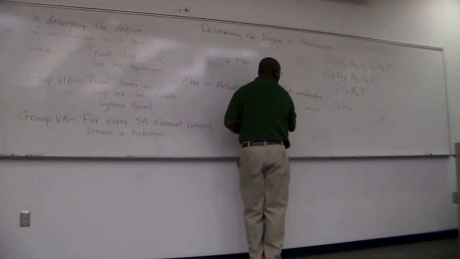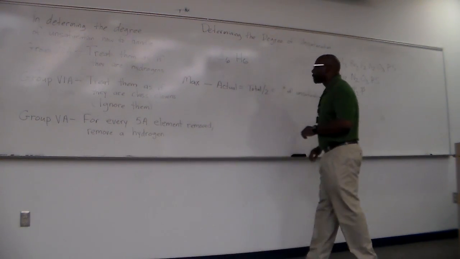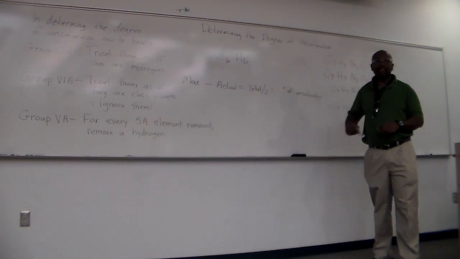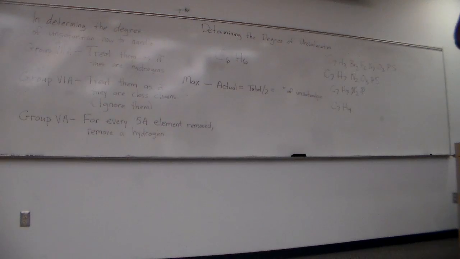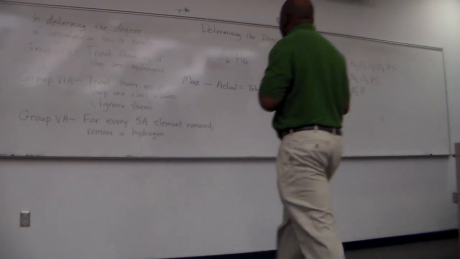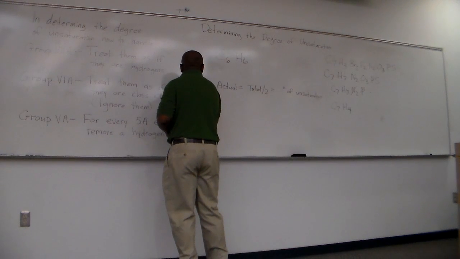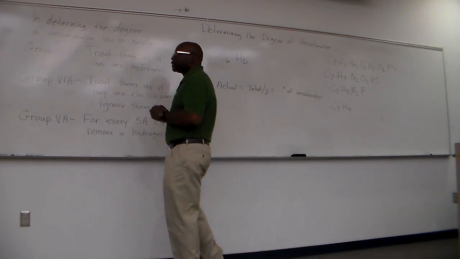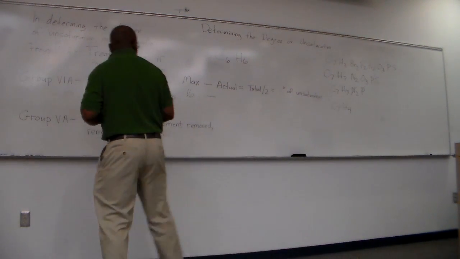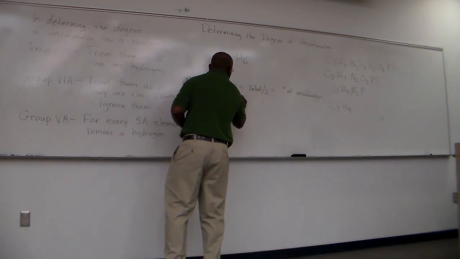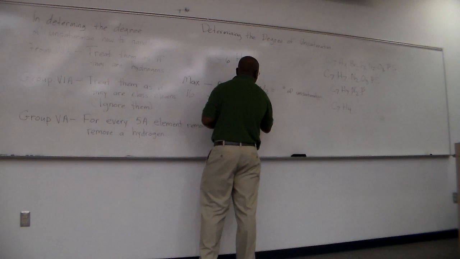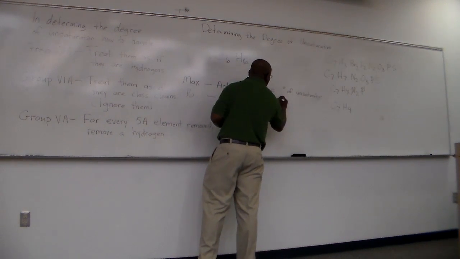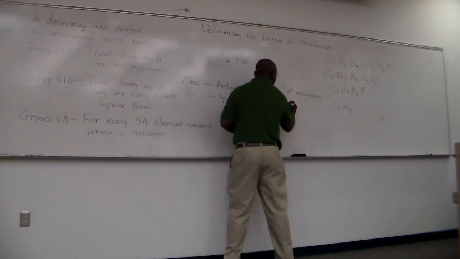Now you have the molecule down to the actual. We use our formula to find the degree of saturation. What is the maximum hydrogen for 7 carbon atoms? 16. The maximum is 16. Minus the actual, which is 4, that would be a total of 12. Divided by 2, gives you 6 degrees of saturation.